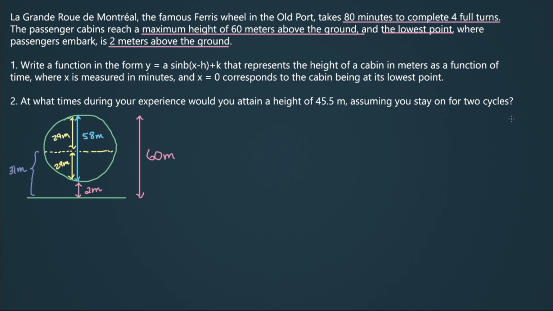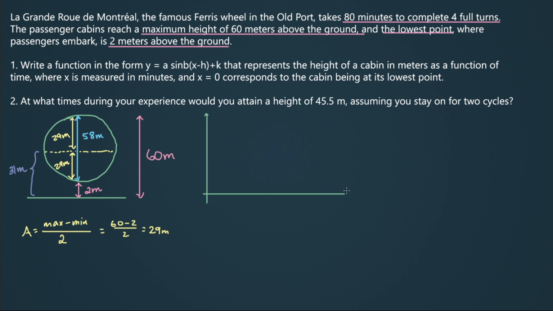You could have also found the amplitude, which is the distance from the midline to the bottom or from the midline up to the top, by remembering the formula. Amplitude is equal to max minus min, divided by 2, which gives you, in this case, 60 minus 2 over 2, which is 29 meters. And then you could have just added 29 to that 2 to get back to your 31, which we found before.